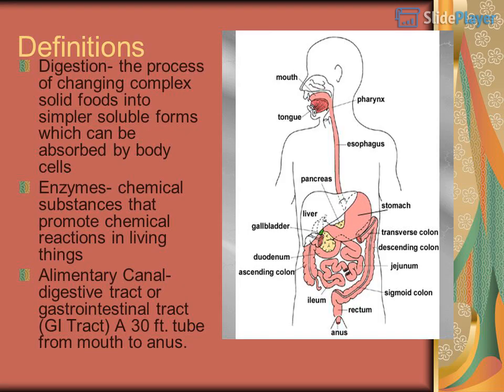Definitions. Digestion: the process of changing complex solid foods into simpler soluble forms which can be absorbed by body cells. Enzymes: chemical substances that promote chemical reactions in living things. Alimentary canal: digestive tract or gastrointestinal tract, GI tract, a 30-feet tube from mouth to anus.